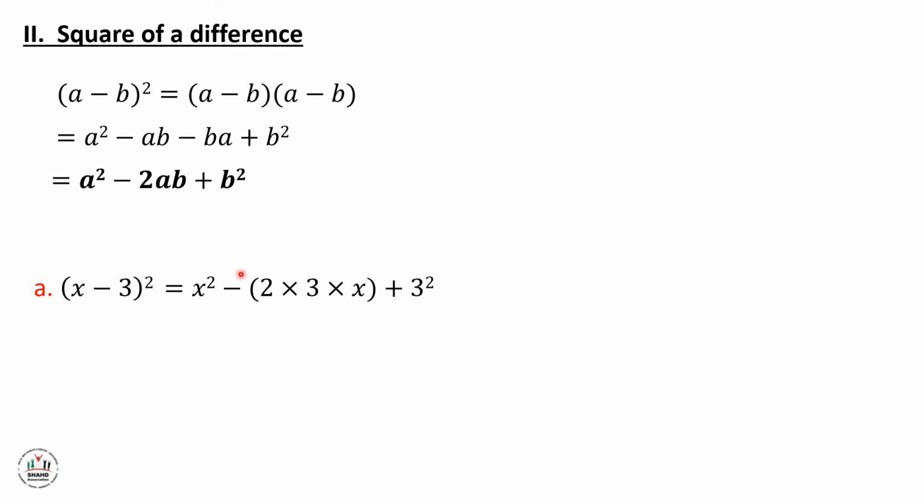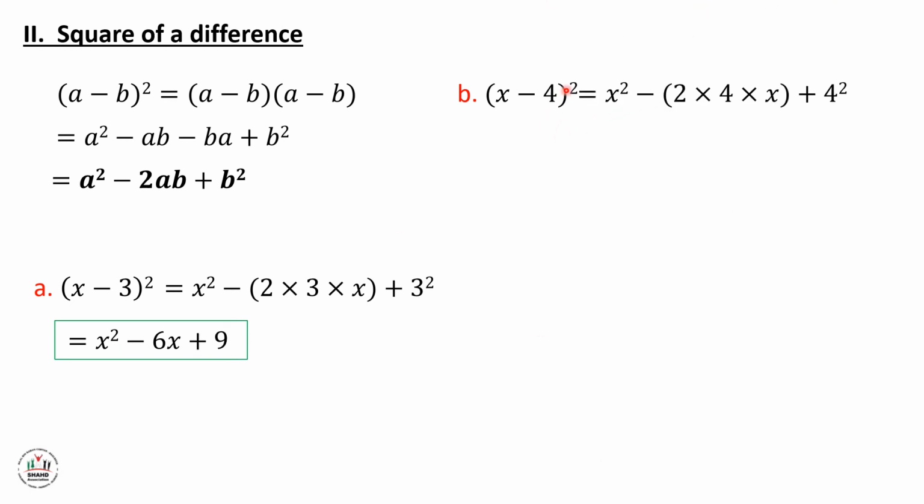You should keep in mind that this minus here, you already included here. So the minus, you don't take it into consideration once again when you write the square of the second number. So plus 3 squared. That's equal to x squared minus 6x plus 9. (x minus 4) squared, again, x squared minus 2 times 4 times x plus 4 squared, which is equal to x squared minus 8x plus 16.